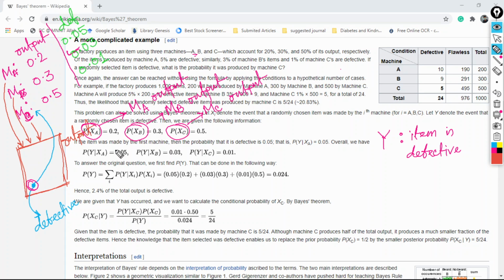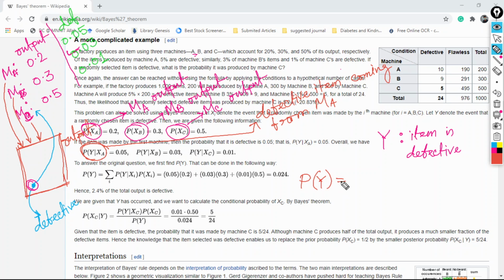Now, what does this term mean? The item is defective and coming from machine A. Y is the item is defective, and the condition is that it is coming from machine A, that is 0.5. So in language: defective item coming from machine A. Similarly for the other machines. Now we are interested in finding the probability of these defective items.